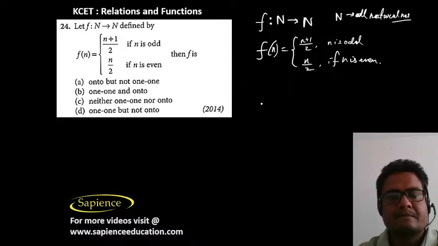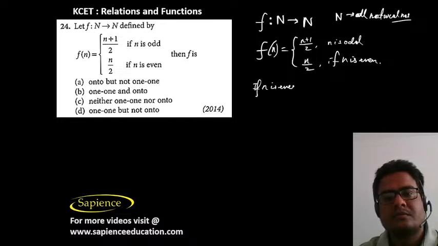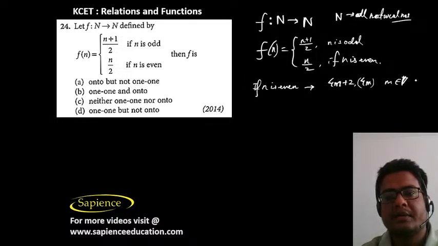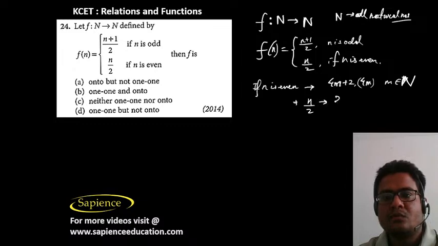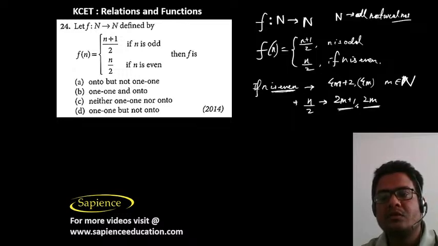suppose n is even. If n is even, then it can be of the form 4m or 4m plus 2 for some m belonging to the natural numbers. So then n by 2 can be 2m or 2m plus 1. So it can be even also or it can be odd also. So if n is even, then n by 2 can be even or odd.